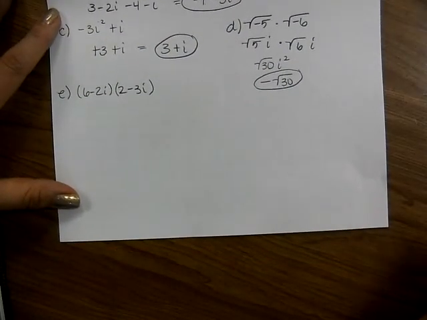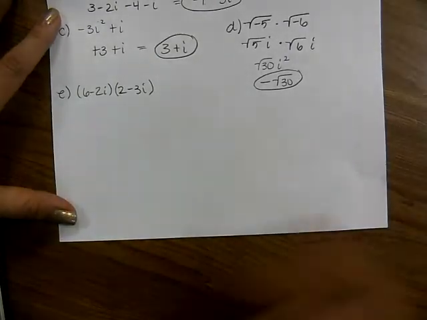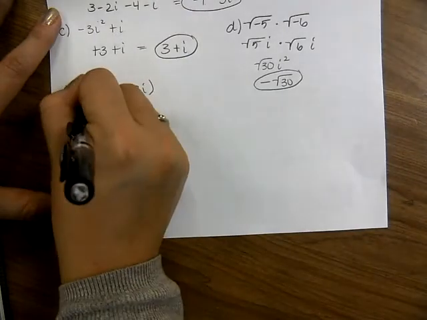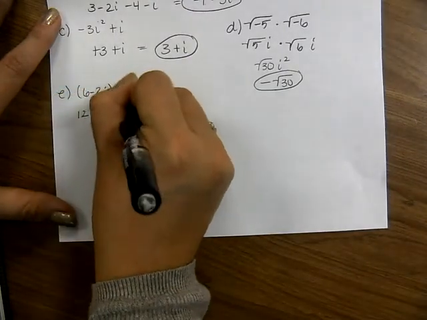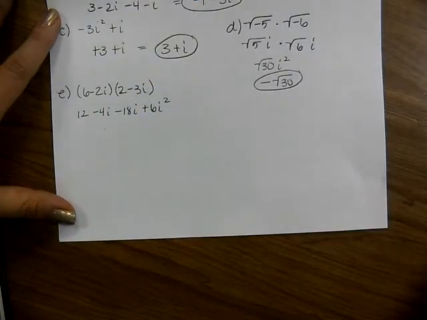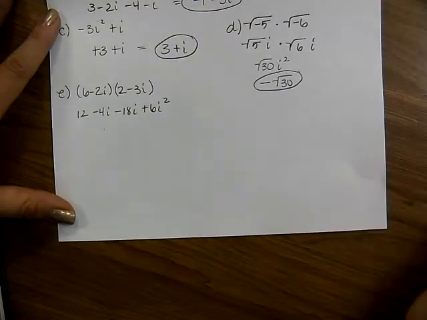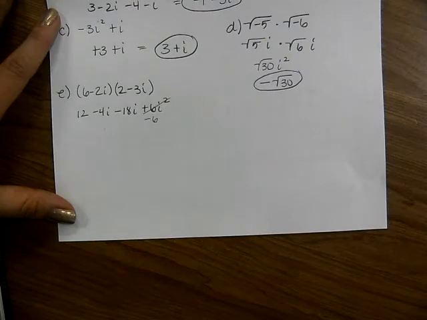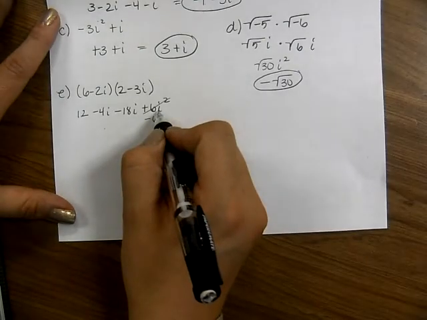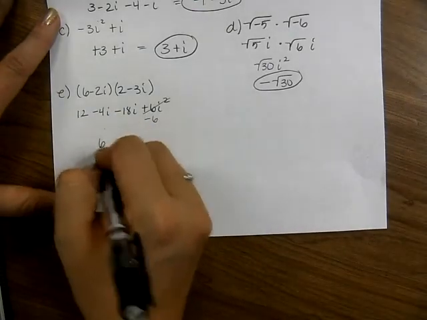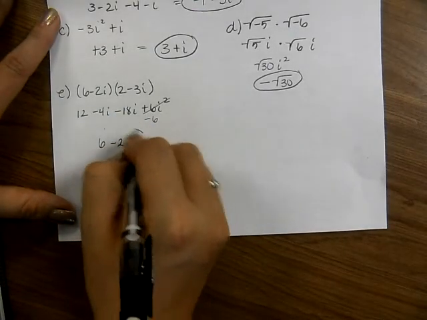What do we have to do here? You have to FOIL, right? You've got two binomials being multiplied together. You have to FOIL these out. So we get 12 minus 4i minus 18i plus 6i squared. What's that 6i squared equal to? A minus 6, correct? Because i squared is negative 1, so that's really like saying minus 6 there. Combine your like terms, you're going to get 6 minus 22i.